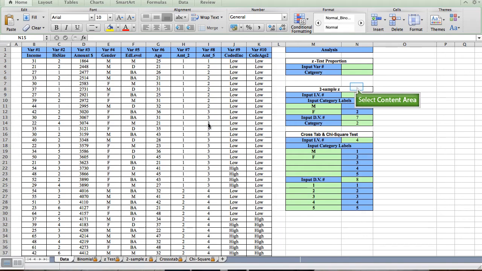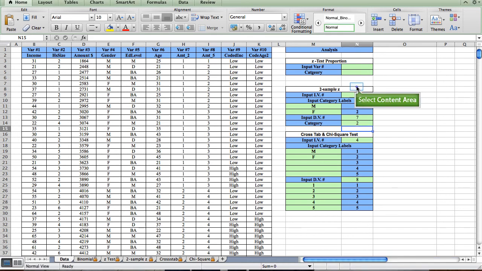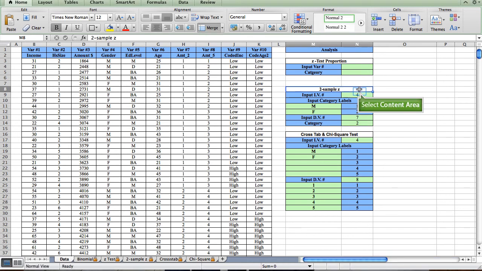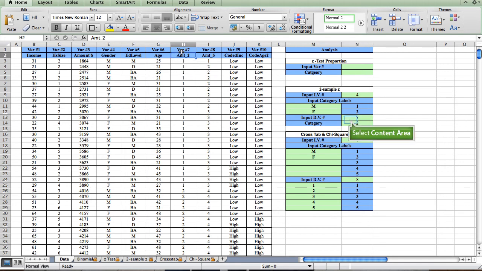To set up our two-sample z-test, I first input the independent variable number 4, which is our gender variable, and both category labels. What we're doing is we're creating two samples of data. One sample will be the men, and the other sample will be the women. Our dependent variable is the two-category version of amount charged.